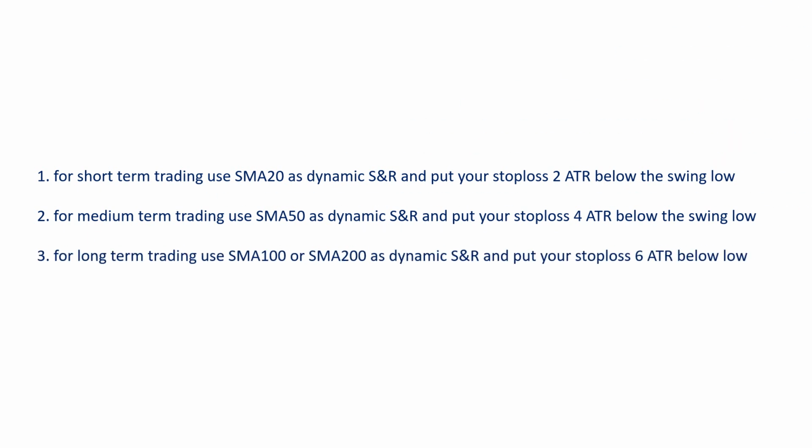And finally, number 3, for long-term trading, use SMA 100 or SMA 200 as dynamic support and resistance and put your stop loss 6 ATR below the swing low where the price respects and comes close to the market structure. Here you can also use the daily or weekly time frame and get help from bullish and bearish engulfing or hammer and shooting star formations to better time your entry. You can also use a chandelier stop loss while riding a big trend.